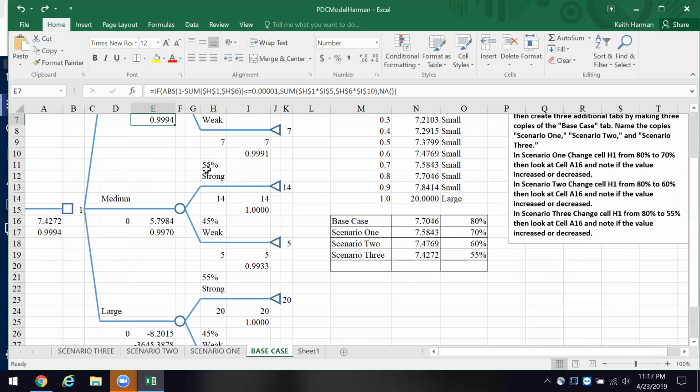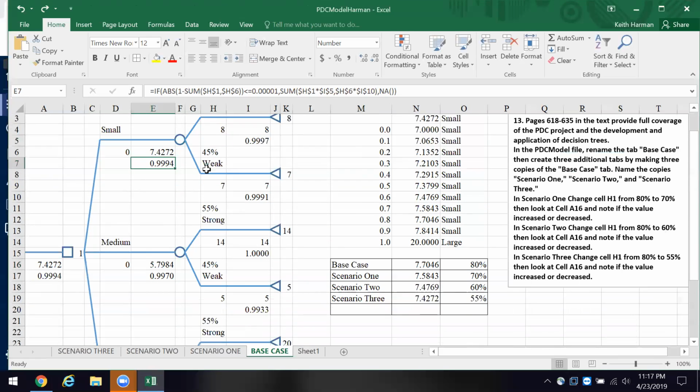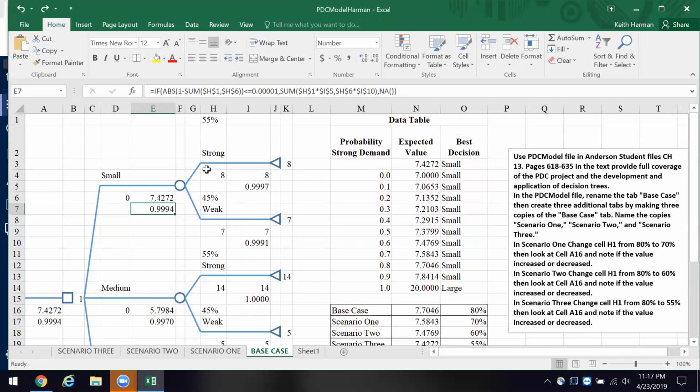But what we do find is this. In terms of the different scenarios, the lower the probability of a strong demand, the lower the outcome we get. But we choose the small complex. And that would also apply as we go down to 60%, then down to 55%.